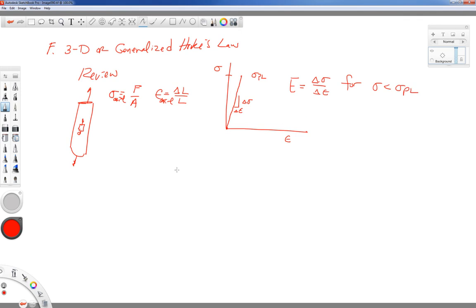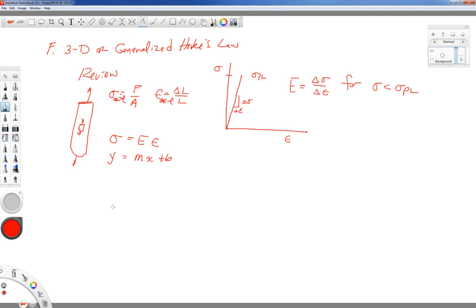And we can construct an equation of a straight line that describes this curve, and that would be sigma is equal to E epsilon. It's very similar to the equation of a line, y is equal to mx plus b, except instead of using x and y axes, we're using sigma and epsilon axes, and the slope of the line is capital E with an intercept of 0.